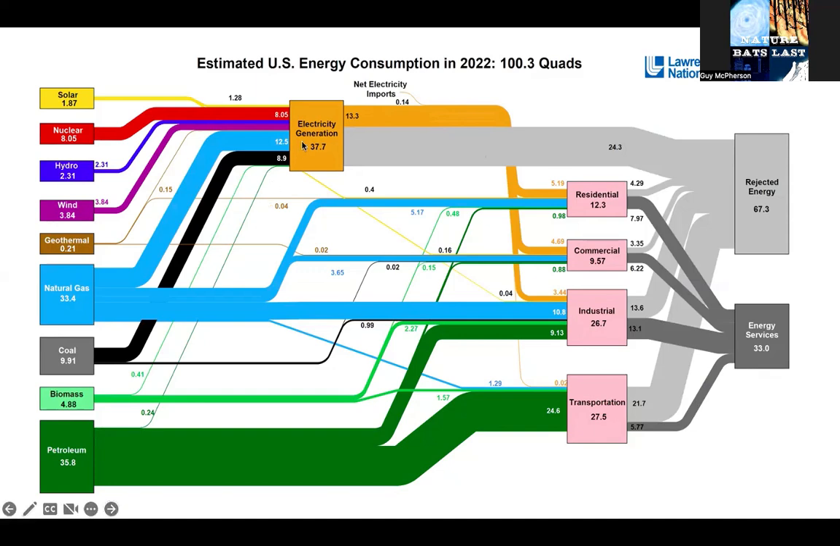This is more usefully charting electricity generation right here. Look at how the inputs are. We've got coal at 8.9, natural gas at 12.5. We've got wind, hydro, nuclear, and solar going into electricity generation. Now, notice that the electricity generation yields two big bars. One is a peach-colored bar that goes down into the same categories: residential, commercial, industrial, and transportation.